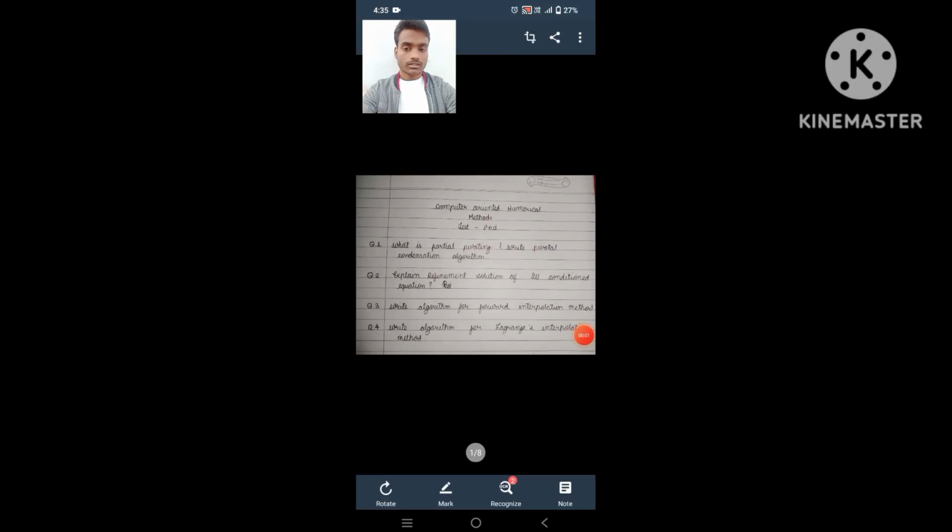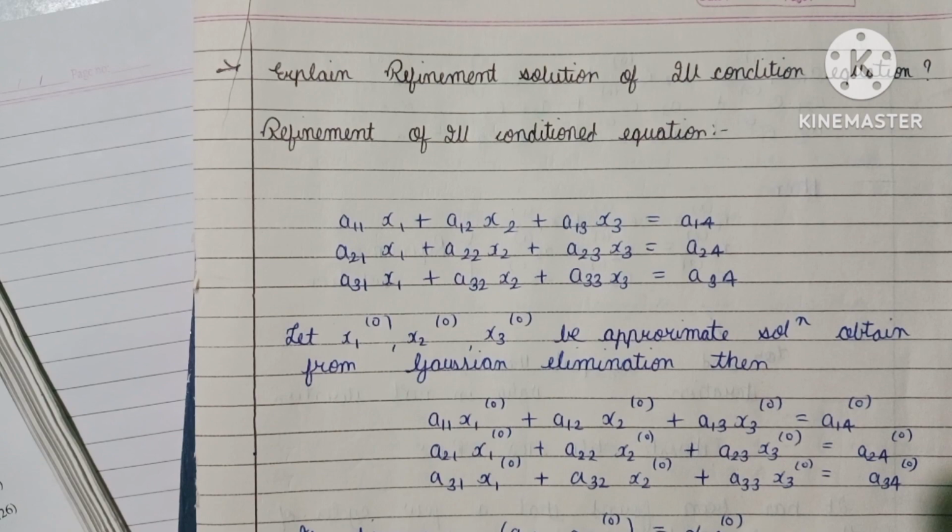So our question number two from the second internal is: explain refinement solution of ill condition equation. So let's start the solution. Now we will see refinement of ill condition equation. Firstly, we need to know about ill condition.